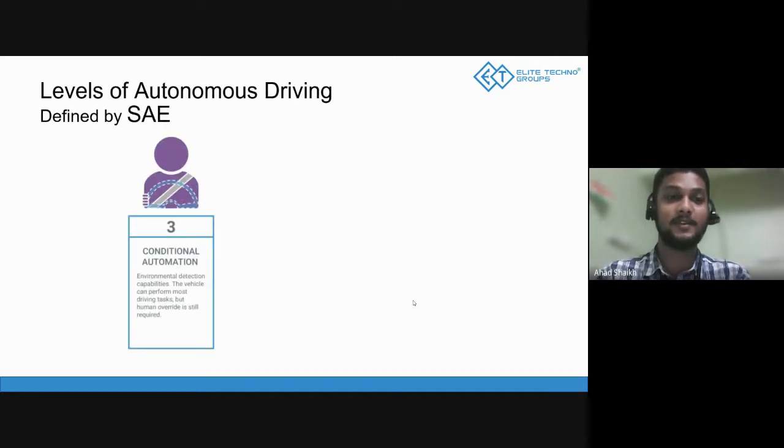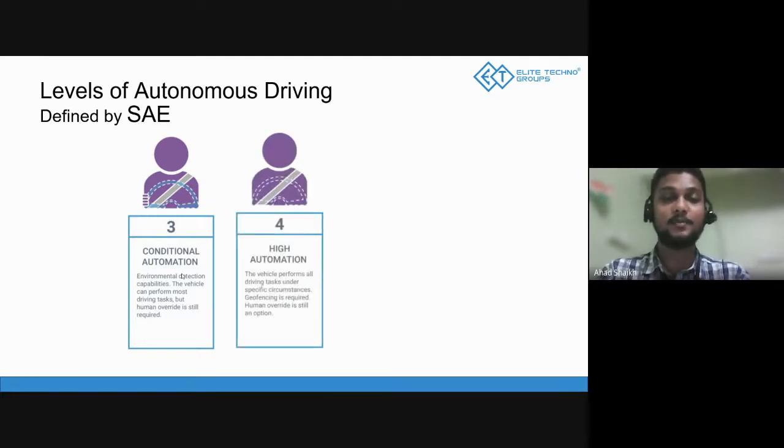The interesting thing comes from the third level of autonomous driving. In the third level, it becomes conditional. The vehicle can perform most of the driving tasks by itself, but a human hand has to be there. The vehicle cannot run completely by itself. Just a little human effort is required. Let's say you are riding on a highway and a sudden braking situation comes. The vehicle will not be able to detect that very quickly. So the human has to be there, but most of the tasks it will control by itself.